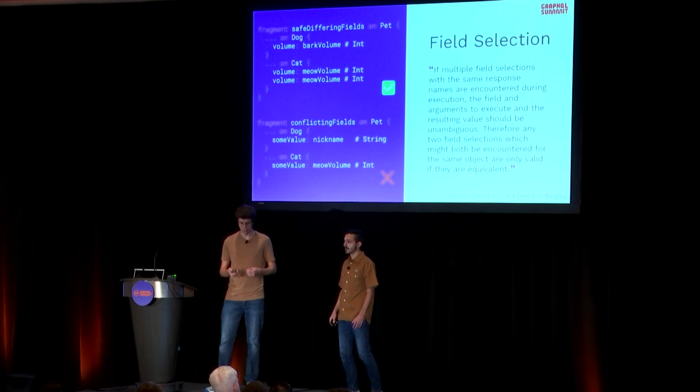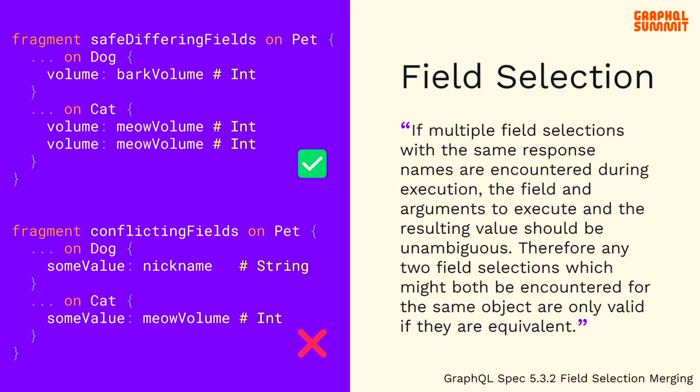As part of static validation, we are validating the rules according to the specification. Not all rules are actually created equal. One of the slower rules is field selection merging. It's really influenced by the number of fragments you have.